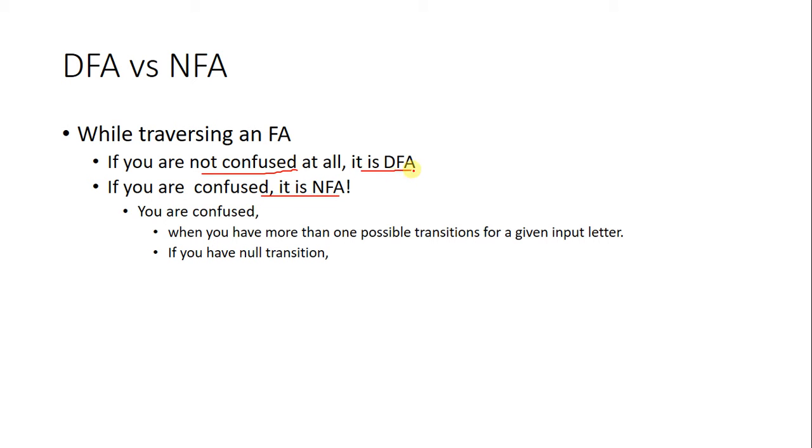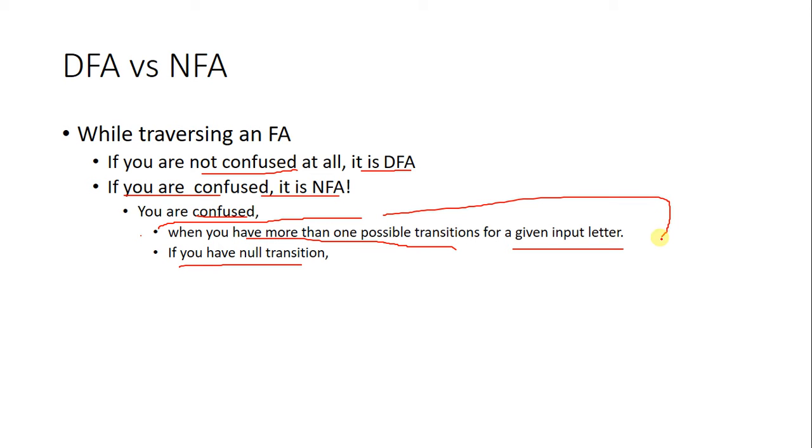So what is meant by being confused? You are confused when you have more than one possible transition for a given single input letter, and you may be confused when you have null transitions. So in an FA, if you have more than one possible transition for a single input letter, or if you have null transitions, then you are confused where to go, and it's called NFA.